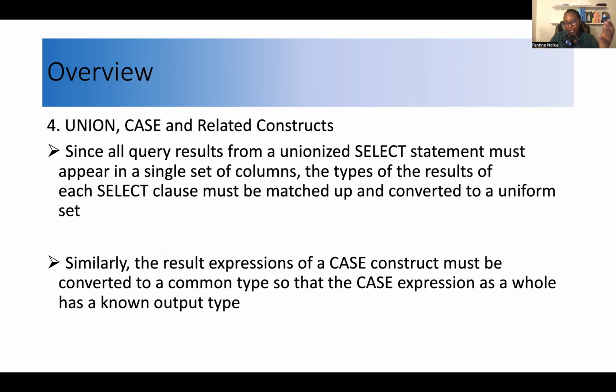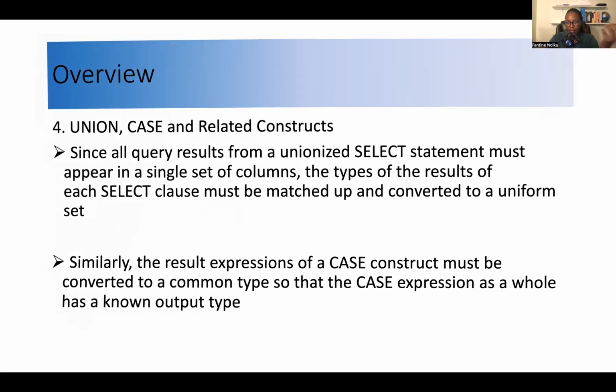The fourth one is union, case, and related constructs. Since all queries from a union select statement must appear in a single set of columns, the types of those results have to be the same. So each select clause must match up or be converted to a uniform type of data. So union and case are the same. We have to make sure that the set of the results in that column has the same data type.